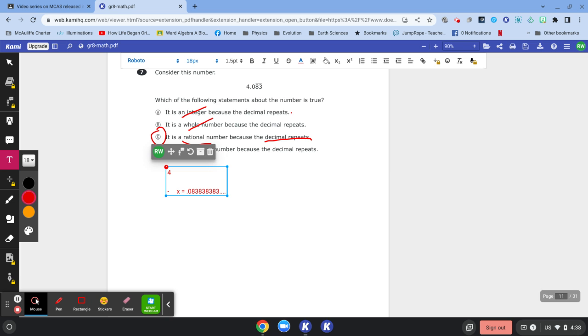So we're going to say 100x, and something 100 times bigger means this is going to move the decimal 2 to the right. So it's going to be 8.38383838, etc., like that. And that means that I can subtract these. And let me line it up a little better. It'll be a little clearer.